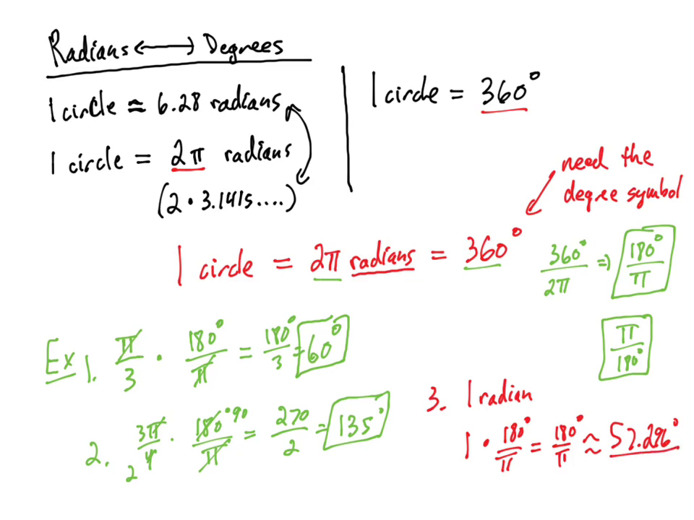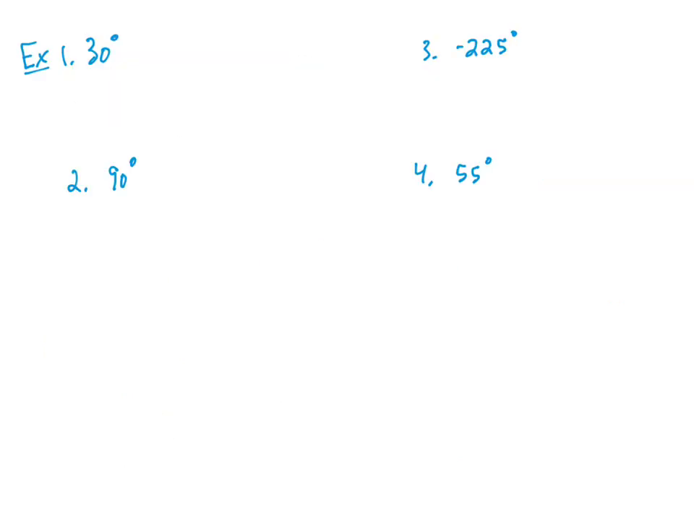All right, so pretty straightforward. We need to be able to do these first two without a calculator, so we need to be able to do that with some mental math. And then let's go in the opposite direction. So we have 4 examples. I'll do the first one or two together. So 30 degrees, I want to convert that into radians. So I'm going to write that with the radian measure in the numerator.